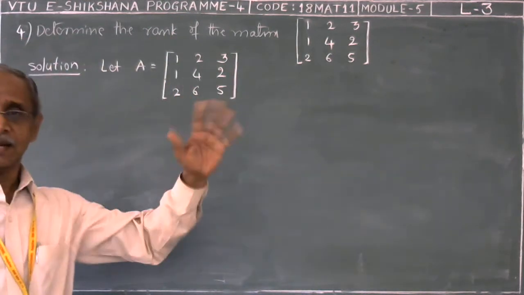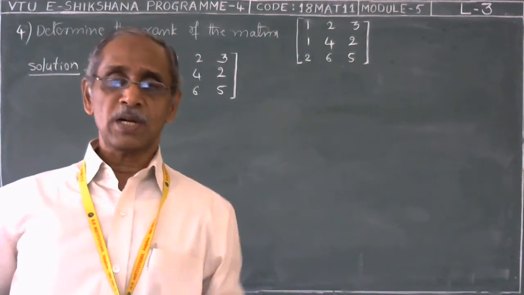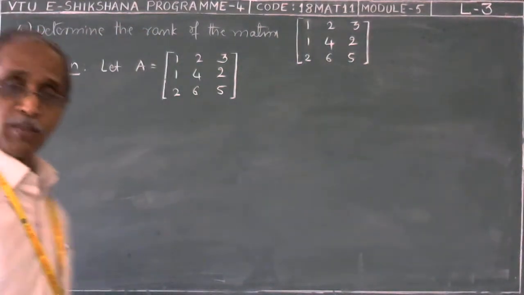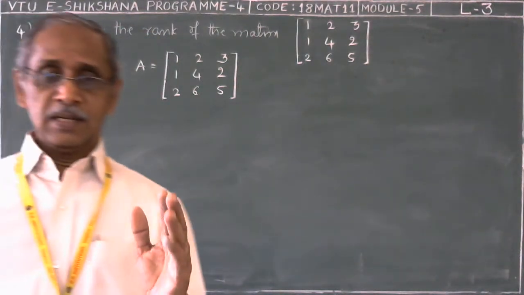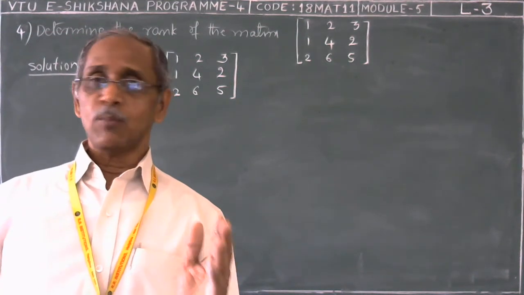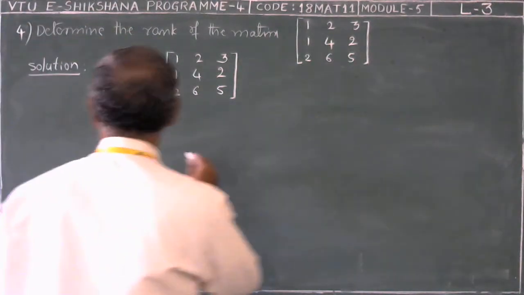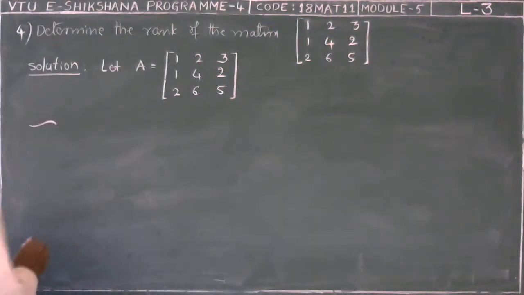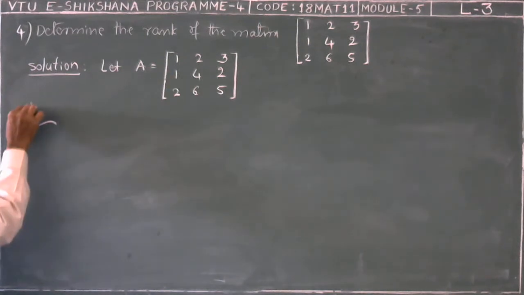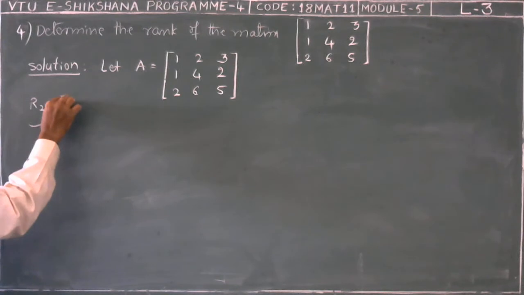Even otherwise, like in the previous problem, we can always make zeros below that particular element using the proper operation, choosing a suitable constant multiple which is not equal to 0. Now, I can easily make these two zeros just by subtracting R1 from R2.